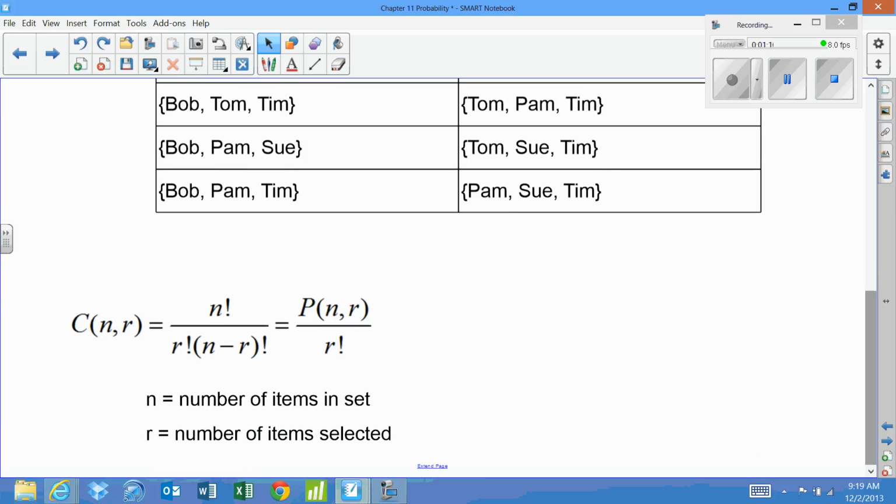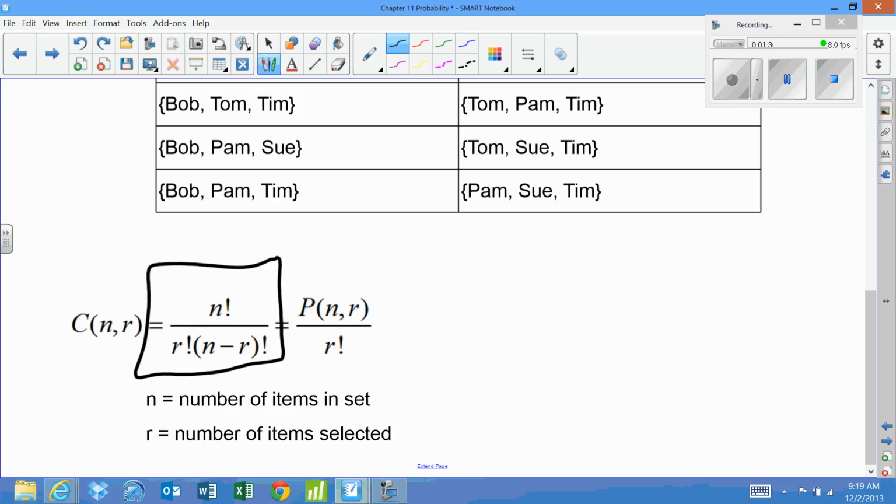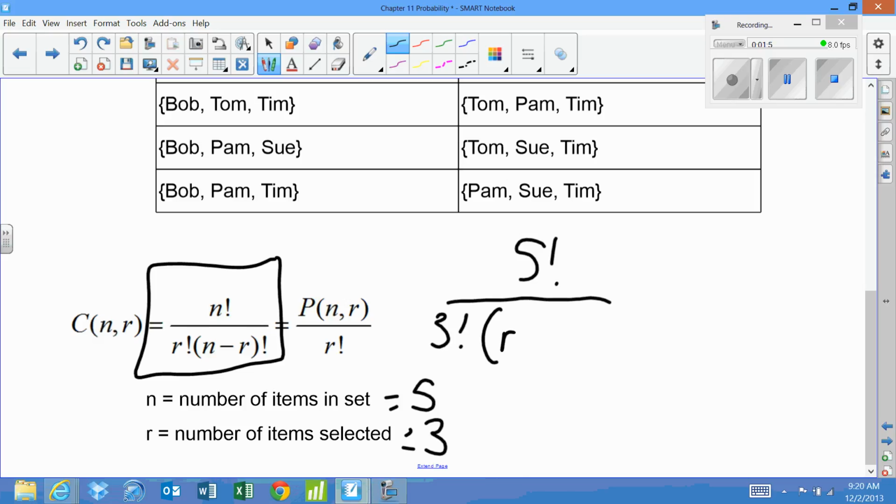Our formula for combinations looks like this. We're going to take our n factorial divided by r factorial times n minus r factorial. Or another way to look at it is to take the permutation of that set and divide it by r factorial. So I am just going to use the first formula here, this one. And our n again is we have 5 people in our set, and we want to select 3 different individuals.